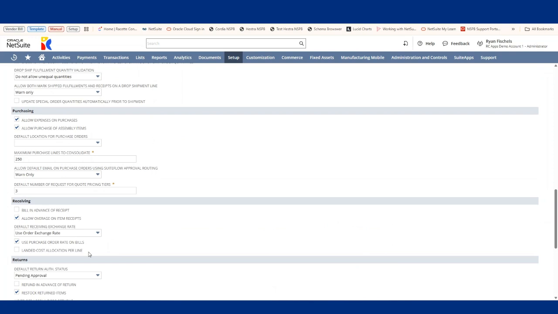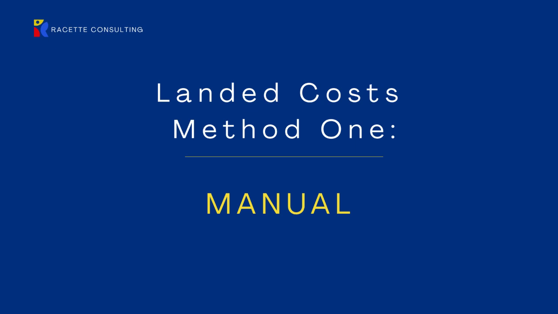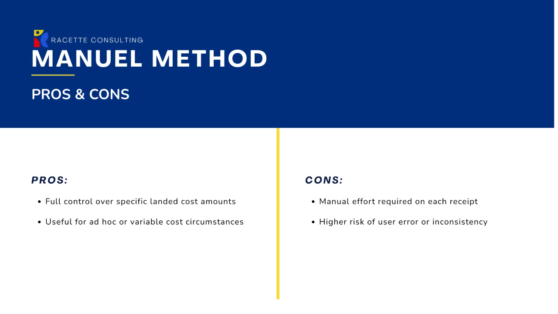Moving on, let's go into the specific examples of each option to apply landed cost. The first being the manual landed cost allocation option. Pros and cons of the manual landed cost method. First pro is that you have full control over specific landed cost amounts. We can plug in any value we want for any of the cost categories that we want. It's also very useful for ad hoc or variable cost circumstances.